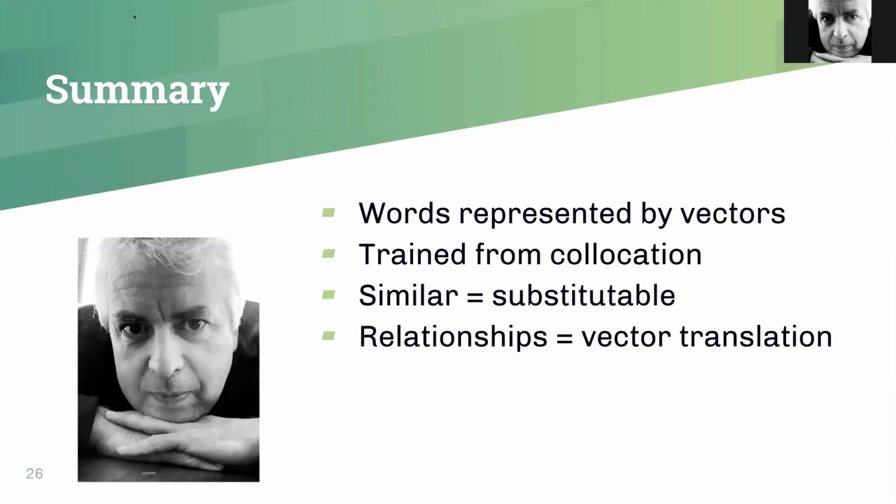So in summary, a word embedding learns how to represent each word with a vector of numbers. The training process uses the collocation of words in some corpus of documents, such as thousands of books. Words that tend to be substitutable will tend to be similar in the vector space. For pairs of words that hold some relationship to each other, like capital city, or male female, or noun verb versions of each other, they will tend to have a consistent vector translation between them.